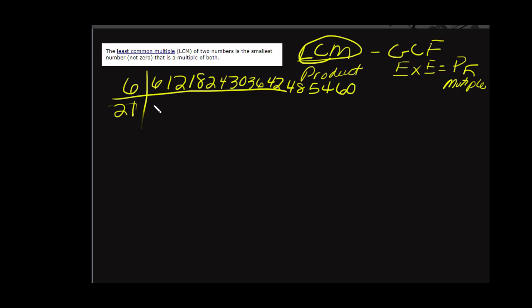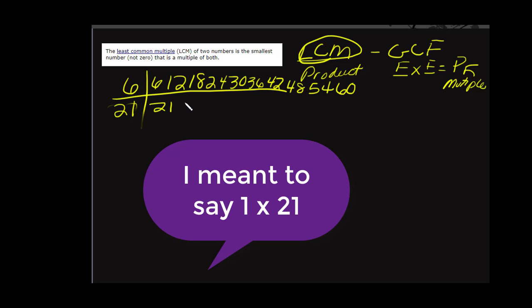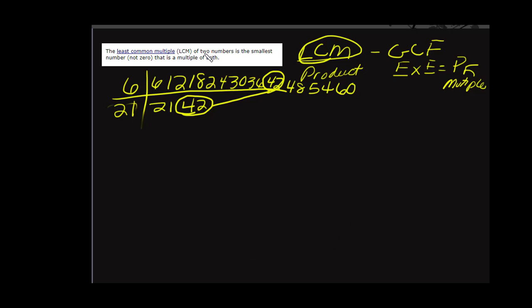And 21 times 1 is 21. 21 times 2 is 42. Well, we could stop there. We have a match. So the least common multiple of two numbers is the smallest number, not 0, that is a multiple of both. So 42 is the smallest multiple of 6 and 21. So the answer to number 11 is 42.